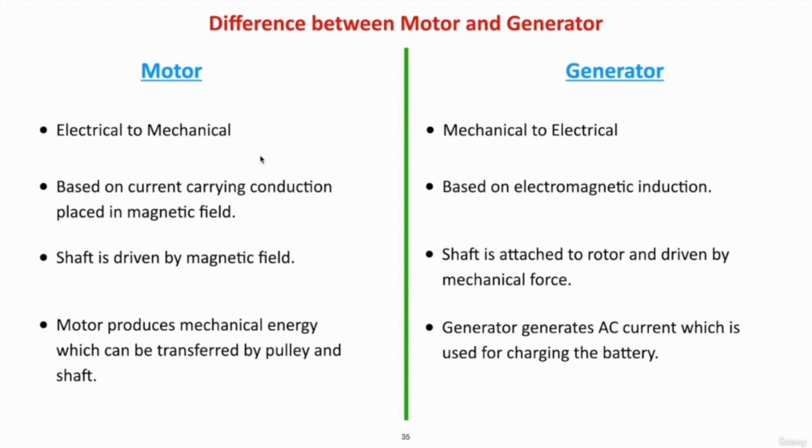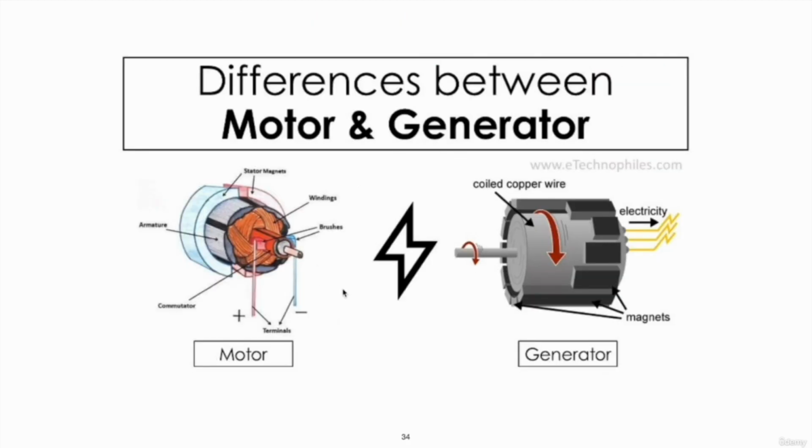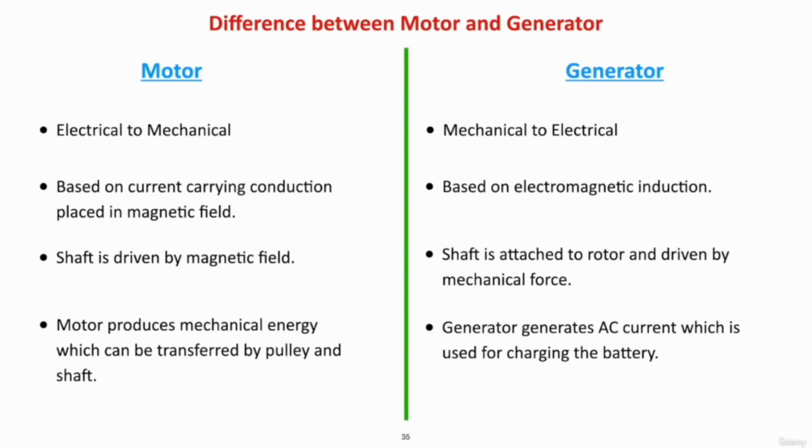A motor converts electrical to mechanical energy, whereas a generator converts mechanical to electrical energy. As you can see here, electrical energy is provided and the coil rotates, but here the coil rotates and electricity is produced. So this is the output, this is the input. Here this is the input and the coil rotates, that is the output.